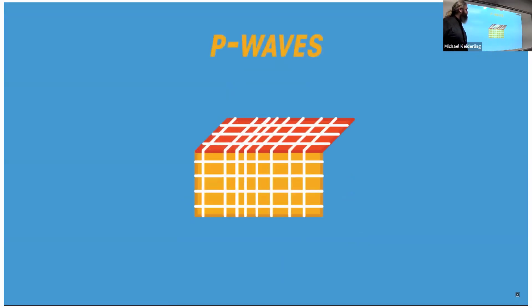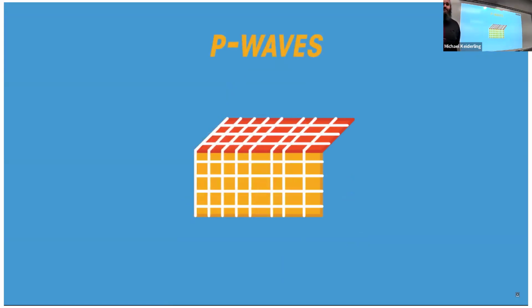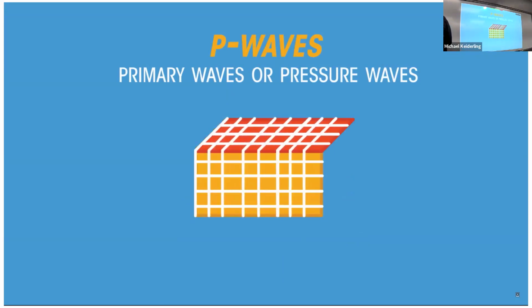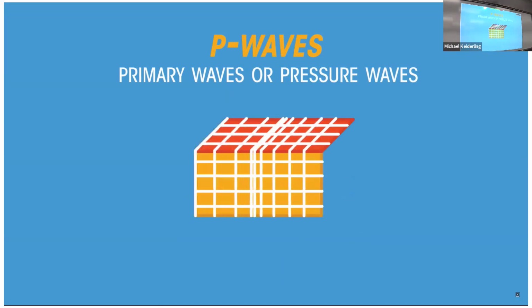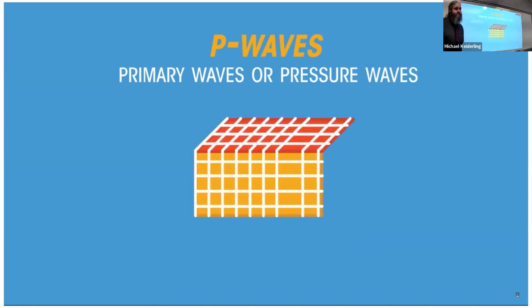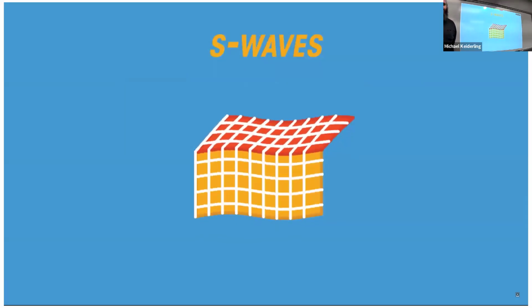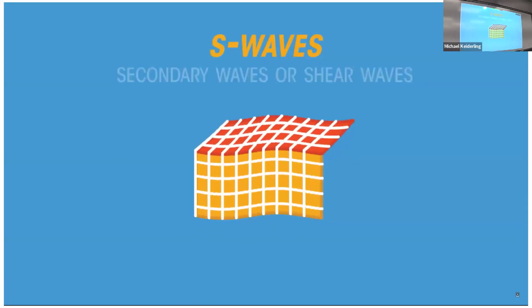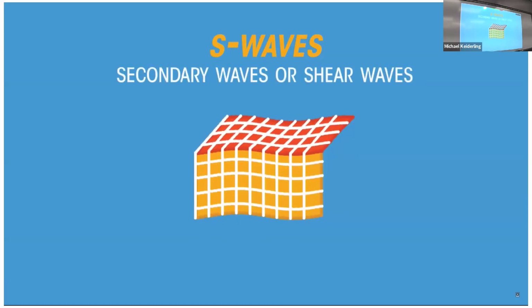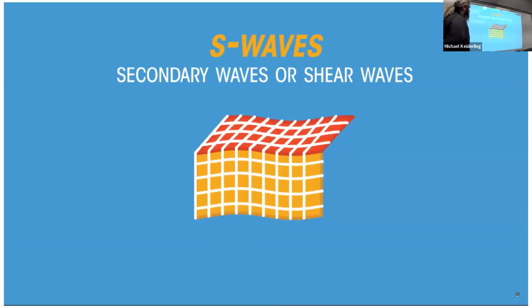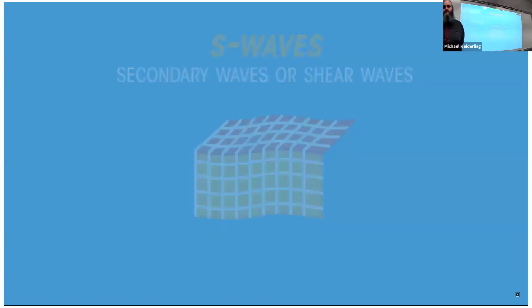P waves. These waves travel the fastest and are called primary waves or pressure waves, as they arrive at a distant location first. These waves compress and stretch the rocks as they spread out. P waves pass easily through both solids like rock and liquids like magma. S waves. These slower waves arrive after the P waves, and so are called secondary waves or shear waves. S waves cause an up and down motion. They travel through solid but not liquid.